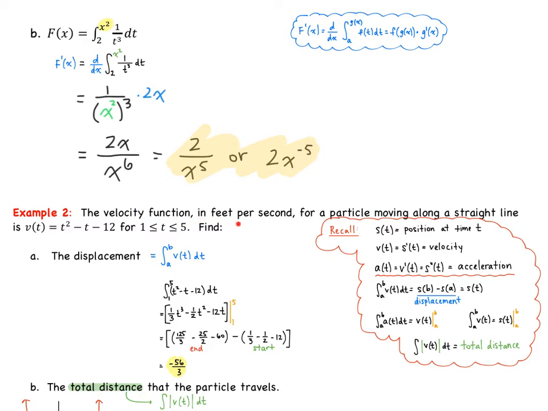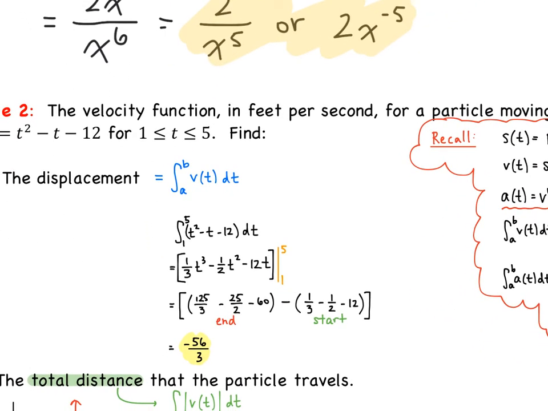The velocity function in feet per second for a particle moving along a straight line is v of t equals t squared minus t minus 12, for 1 is less than or equal to t, which is less than or equal to 5. So we want to find the displacement. When it asks for the displacement, remember our side note over here, displacement is simply the integral of our velocity. We are given our velocity function, and we are given our interval. So we're going to integrate from 1 to 5 of that velocity function.